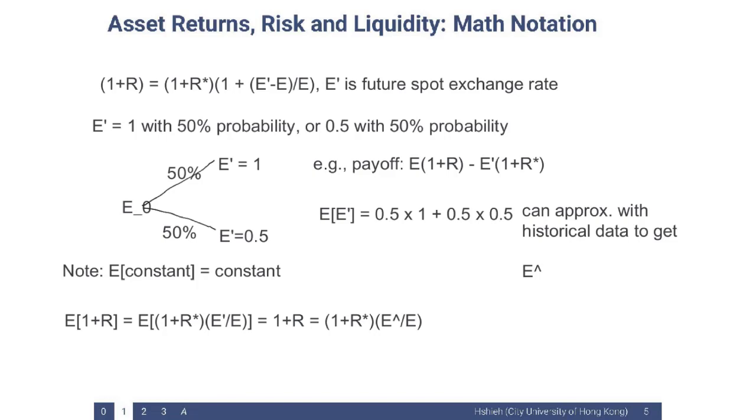But now, instead of engaging the forward contract, you just expose yourself to future E. So just swap out the E and E prime. That payoff now is risky, right? Because E can take values that you don't know at time 0.